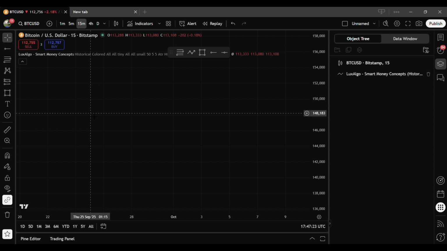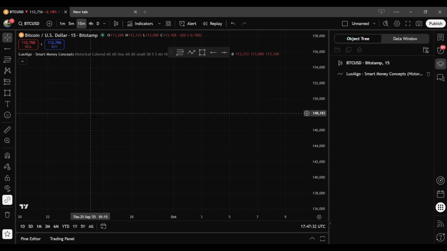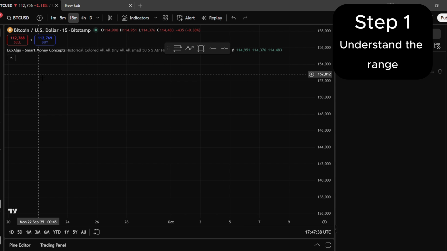Now the model I'm about to teach you is called range trading. It's one of the cleanest and most reliable ways to trade crypto. And when you backtest and forward test this, you're going to come back and thank me. Step 1 is to understand the range.